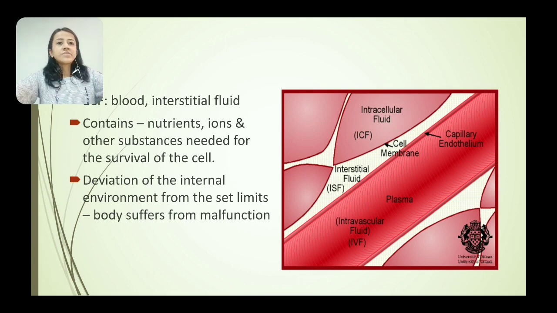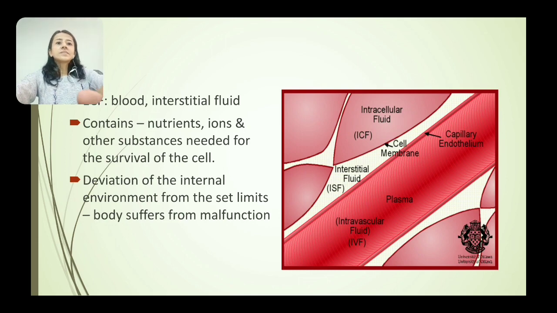Now, as we have discussed, extracellular fluid consists of blood and interstitial fluid, and it contains nutrients as well as ions, oxygen, carbon dioxide and other substances which are required for the survival of the cell. Whenever there is deviation in this internal environment from the set point, our body suffers from malfunction.